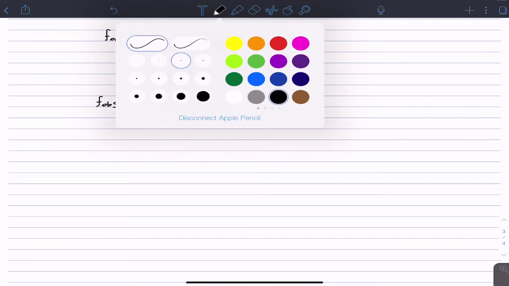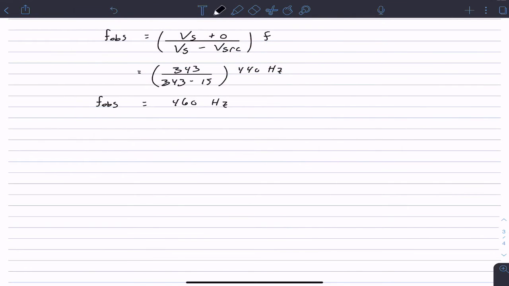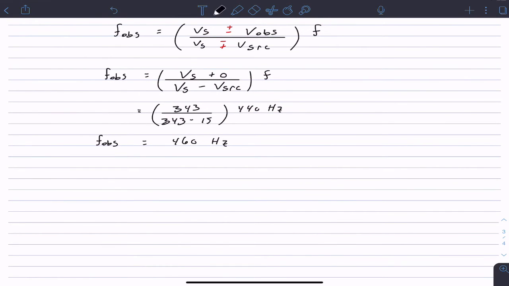So I'd like to point out that the reason we have this as negative, again, is because of the speed of this car. It's emitting a sound that travels at 343 meters per second, but the car is also traveling at 15 meters per second, so we take the difference here, and that gives us the speed that the sound is actually traveling.